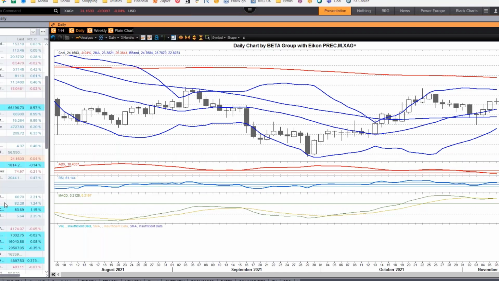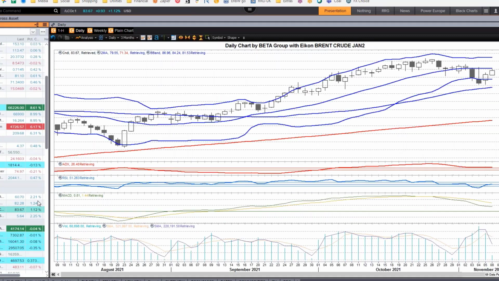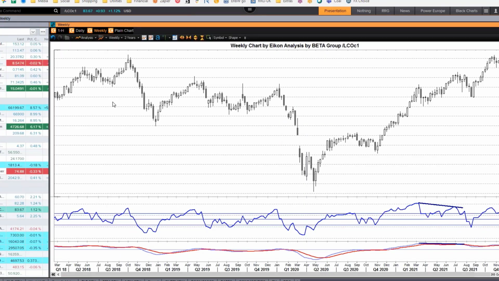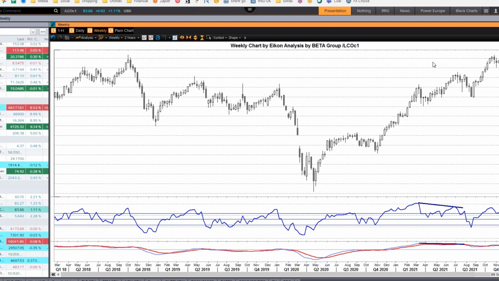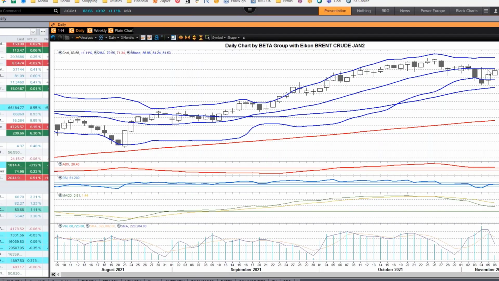Now moving to the crude oil. So now this is a very big level technically. The 2018 high, the end of the year there, was at 86.74, 86.70 is the high here. So we've tickled it, but so far backed off from it, and that's what's actually happening.